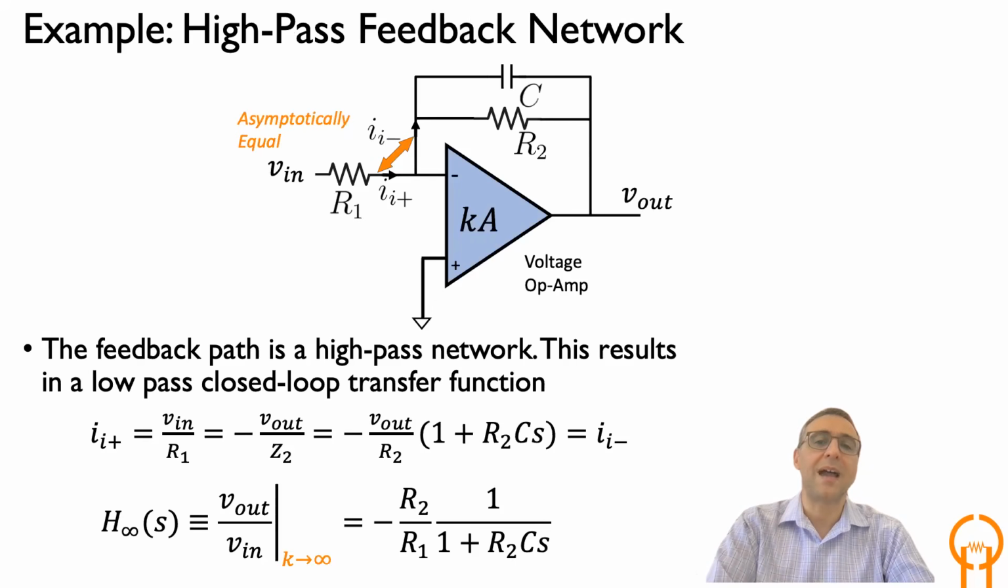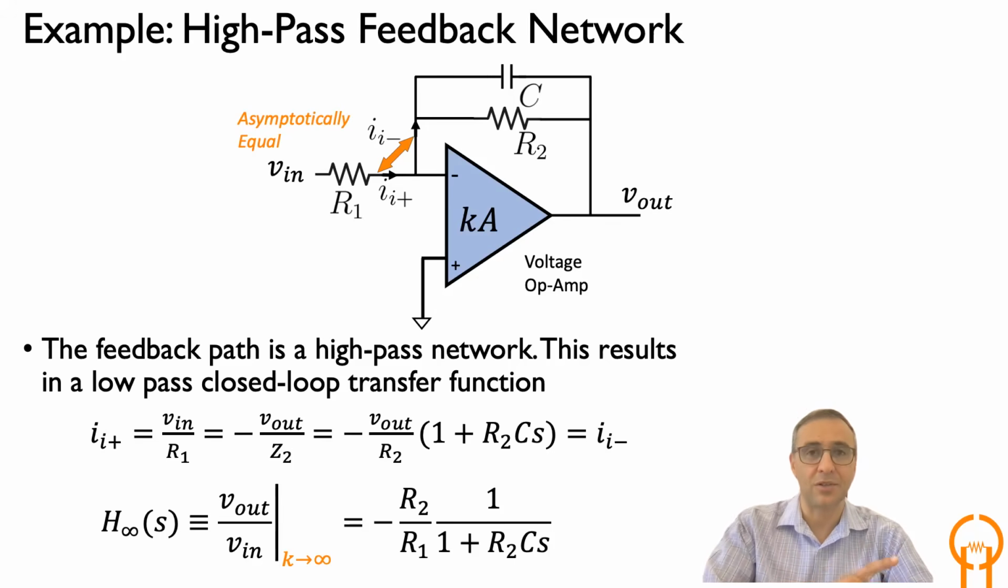Now, here's an example. If you look at this feedback network from right to left, it consists of the resistor R2 and capacitor C and the resistor R1. Looked at from right to left, it is essentially a high-pass network. But when you put it in a feedback network and apply the asymptotic equality principle, you will see that the input currents I N plus and I N minus have to be equal. Based on the very straightforward calculation shown down here, H infinity is going to be negative R2 over R1 times 1 plus R2CS, which shows a low pass response.